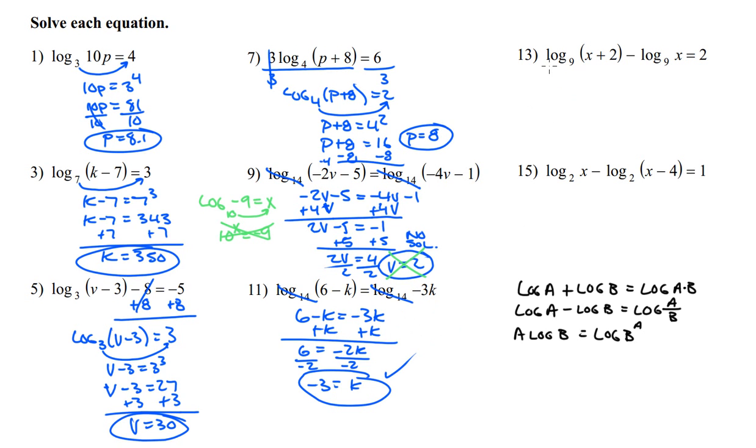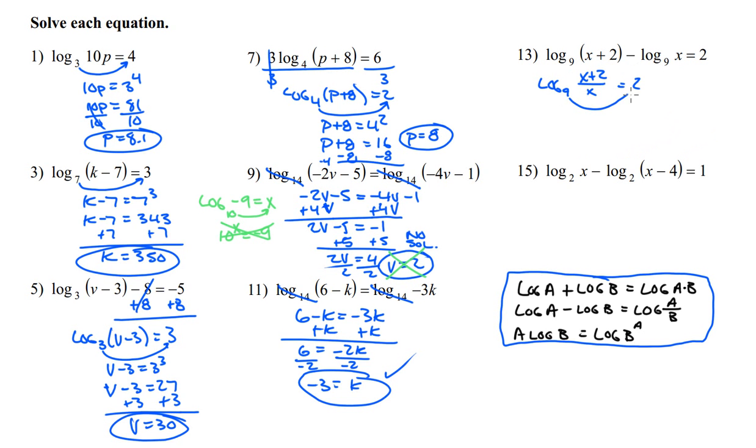All right, moving on to 13. Now this is a little different because both logs are on the same side and then it equals some constant on the other side. So what we want to do here is start using these formulas to combine our two logarithms together. So we have subtraction here, and subtraction means we can combine these two into division. So this is going to be log base 9, x plus 2. Positive part goes on the top and the subtraction part, x, goes on the bottom. And these two logs combine together to make that. And then that equals 2.